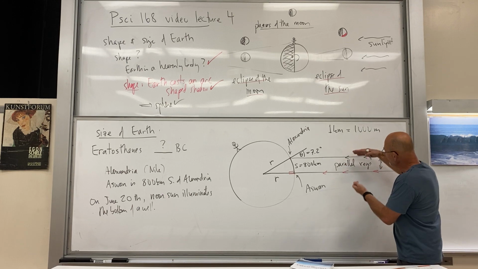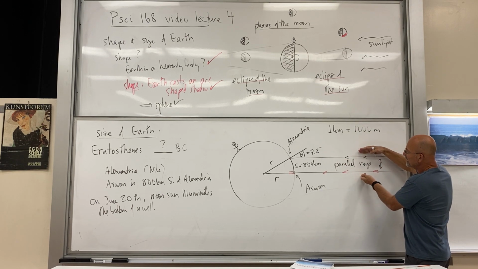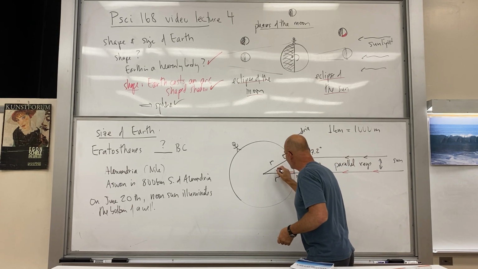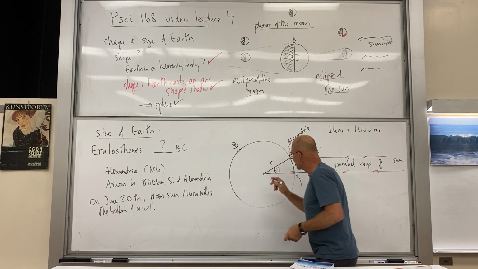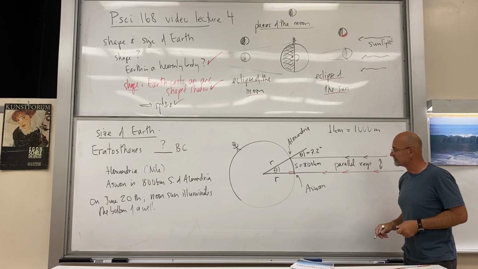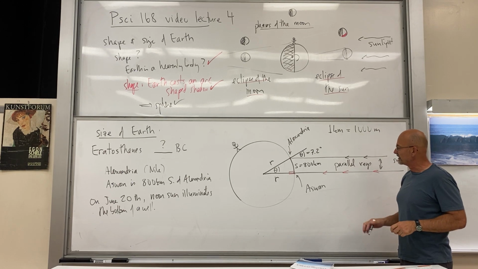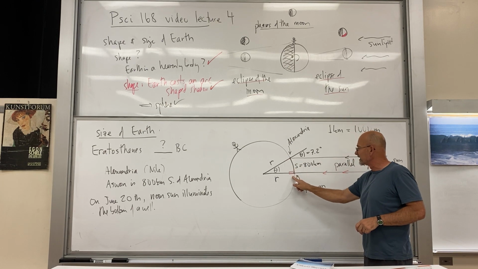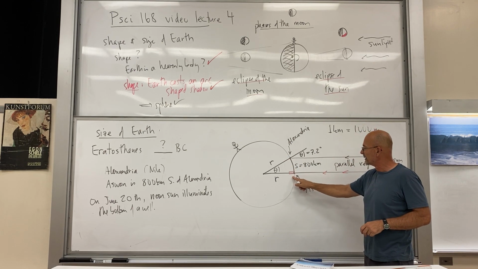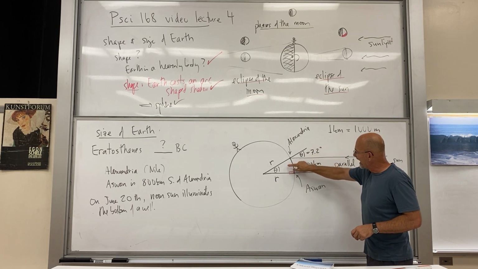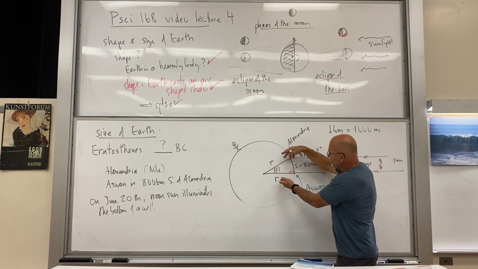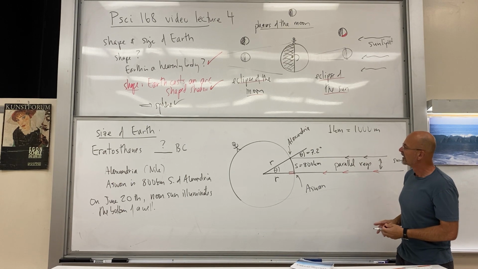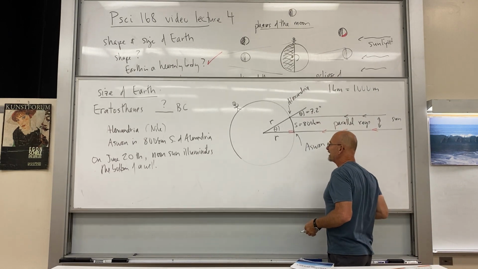So here's the thing, if these lines are parallel, we have an angle here, theta, that we can identify with that angle in the middle. And since we know the distance north-south from Alexandria to Aswan, and we've measured this angle, we can now determine what the radius is, just using the very basic geometry. So let's go ahead and do that here.